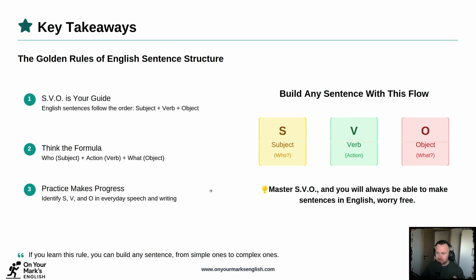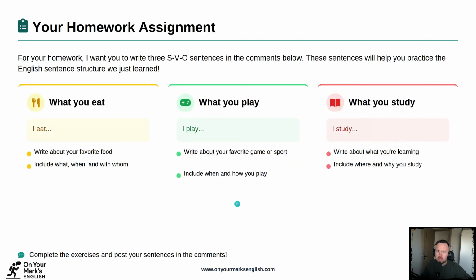Okay. Key takeaways from this lesson. Let's recap. 1. S.V.O. is your guide. English sentences follow the order subject, verb, object. Think of the formula. Who, subject, action, verb, what, object. And practice makes progress. Practice makes perfect. Try and identify S.V.O. in everyday speech and writing. If you master S.V.O., you will always be able to make sentences in English worry-free.